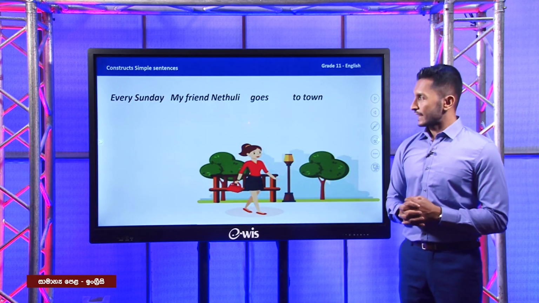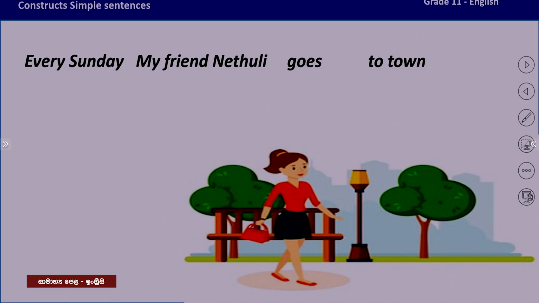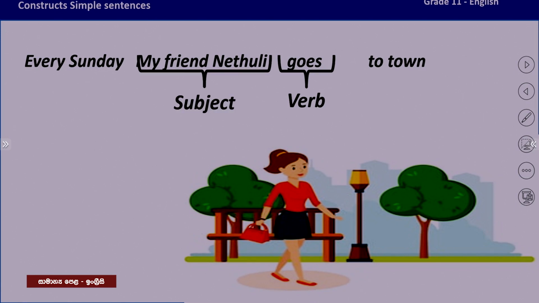Now look at this sentence. As usual, we have the verb here, goes. So who performs the action here? Yes, it's my friend Netuli, the subject. My friend Netuli goes where? She goes to town. We have the place as well.